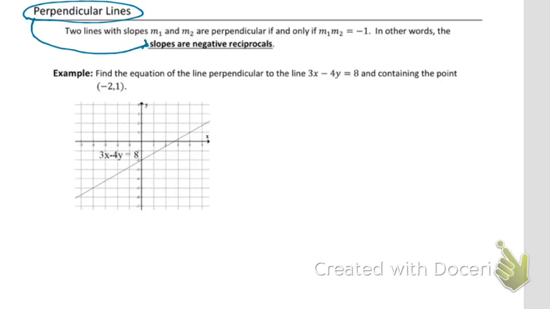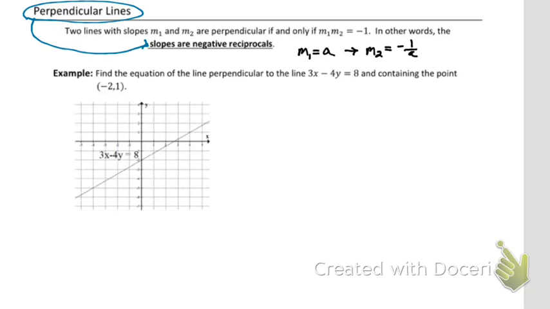So for example, if your m1 equals a, then your perpendicular slope would be -1 over a. You flip it and put a negative sign out front. That is how we come up with our slope.